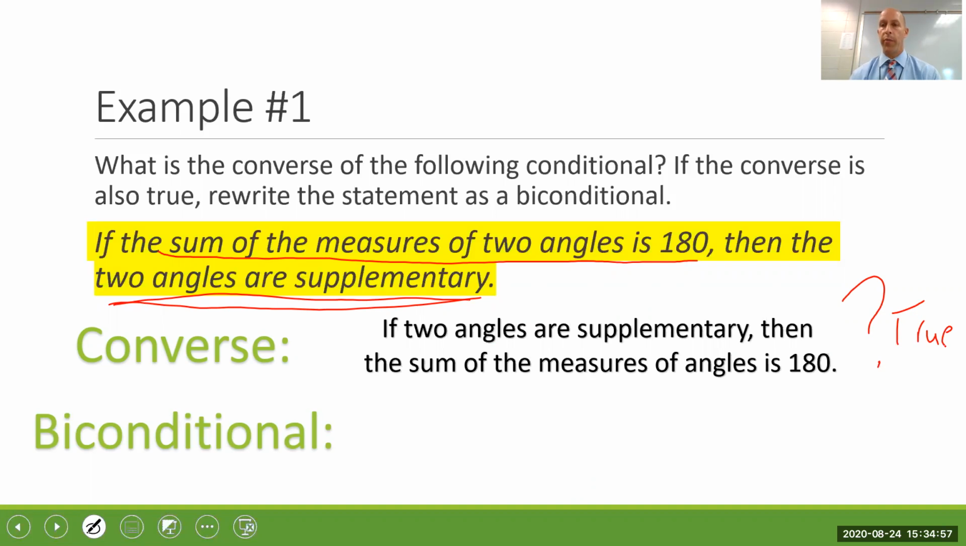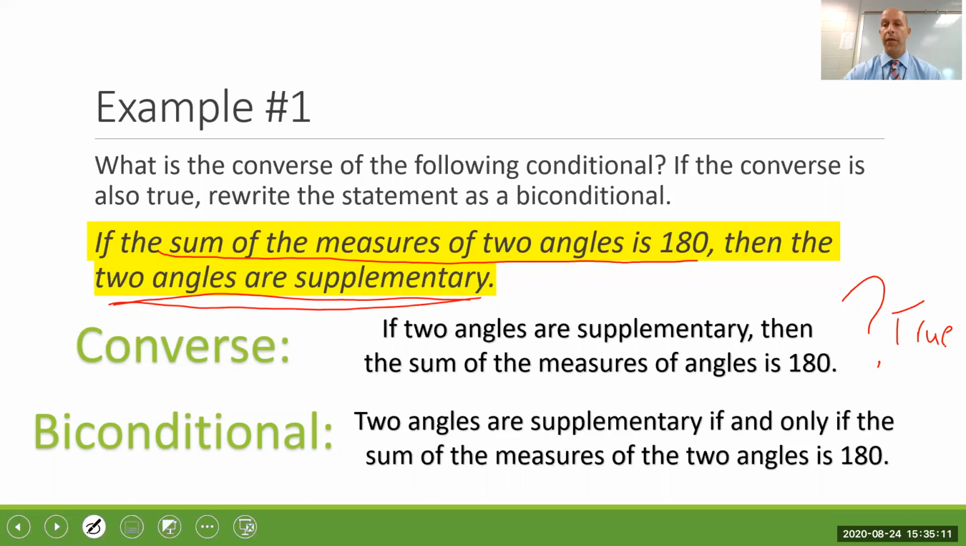And if you recall in the previous slide, I mentioned there were certain words that are a good indication that you've got a biconditional, and those words are if and only if. So what we're going to do is take this hypothesis and this conclusion and use the if and only if to connect them. Two angles are supplementary if and only if the sum of the measures of the two angles is 180. So this is a biconditional statement.